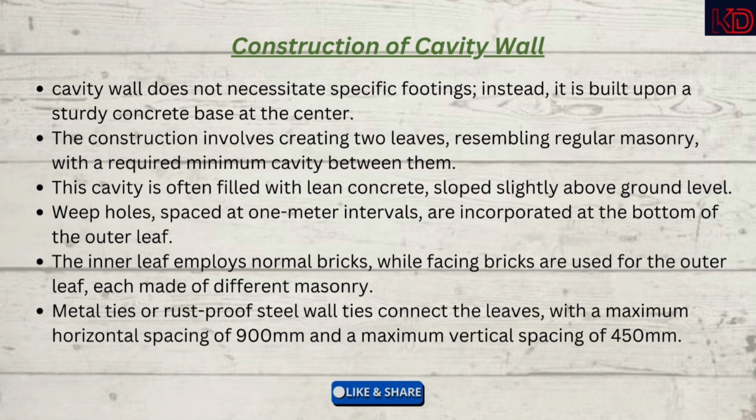Then the construction involves creating two leaves resembling regular masonry with a required minimum cavity between them. There should be a cavity between them, and then we can create the two leaves. This cavity is often filled with lean concrete sloped slightly above the ground level. Then weep holes spaced at 1 meter intervals are incorporated at the bottom of the outer leaf.